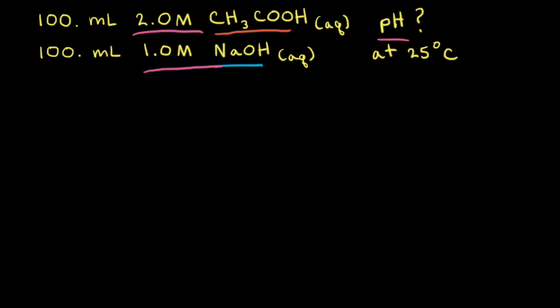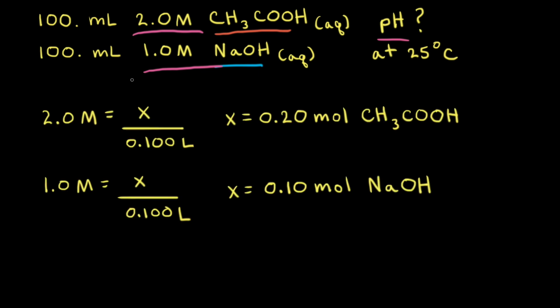When the weak acid reacts with the strong base, a neutralization reaction occurs. So our first step is to figure out how many moles of our weak acid are present and also how many moles of our strong base are present. Let's start with the weak acid. We're going to use the molarity equation. Molarity is equal to moles over liters. So for our weak acid, the concentration is 2.0 molar, so we plug that in, and the volume is 100 milliliters, which is equal to 0.100 liters. Solving for X, we find that there are 0.20 moles of acetic acid.